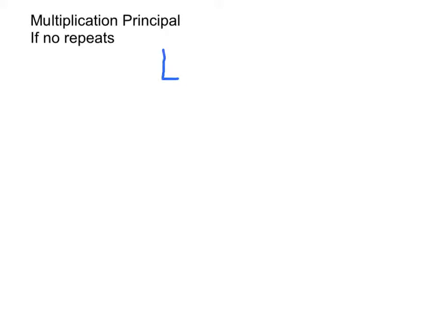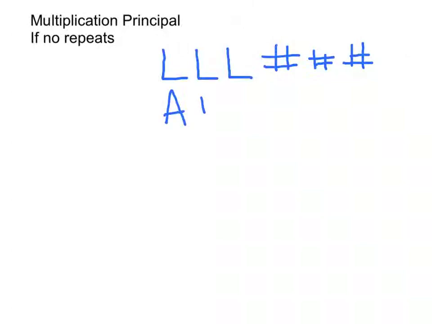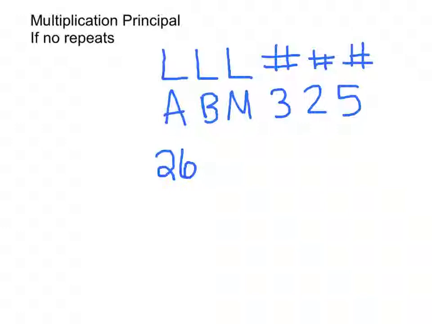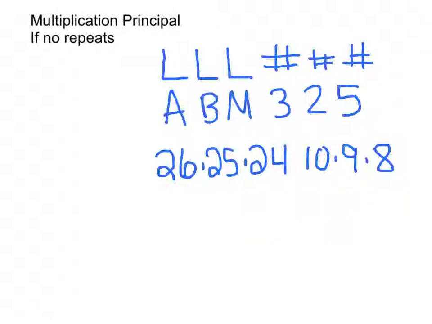Now take that same multiplication principle to find the number of possible license plates, but imagine that you couldn't repeat any of the letters or numbers. So for example, you couldn't have AA, you might have to have AB, M followed by 3, 2, 5. With no repeats, there's 26 options for the first letter, 25 options for the second letter, 24 options for the third letter. There's 10 options for the first number, and then we only have 9 numbers left, and then we only have 8 numbers left. So we multiply to find the number of possible combinations, but on each problem, you have to pay attention to whether or not there can or cannot be repeats.